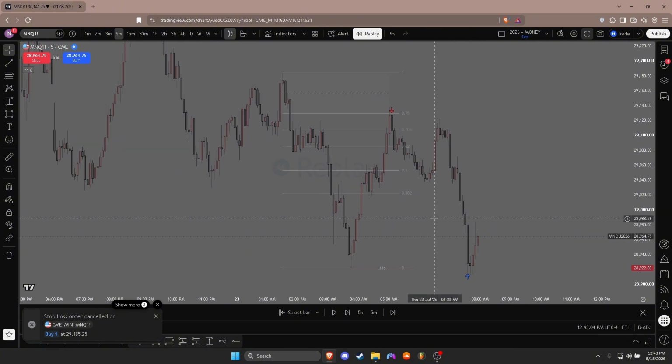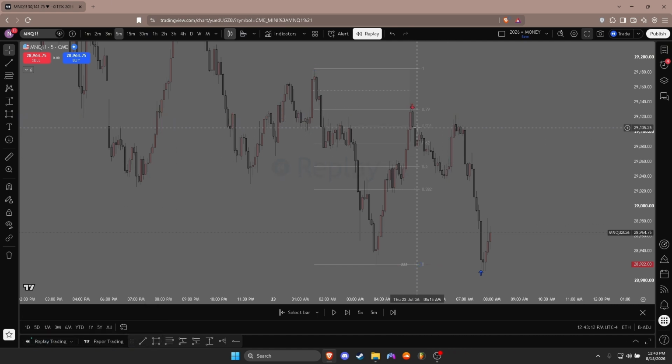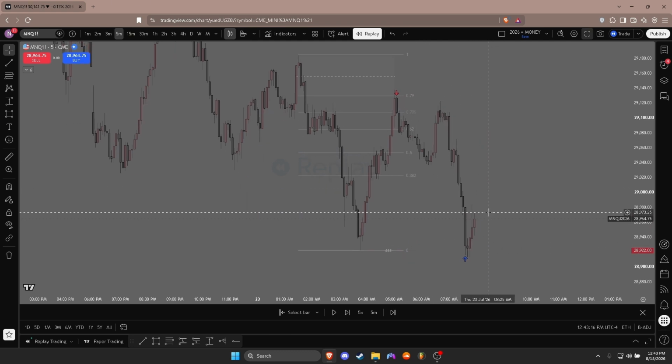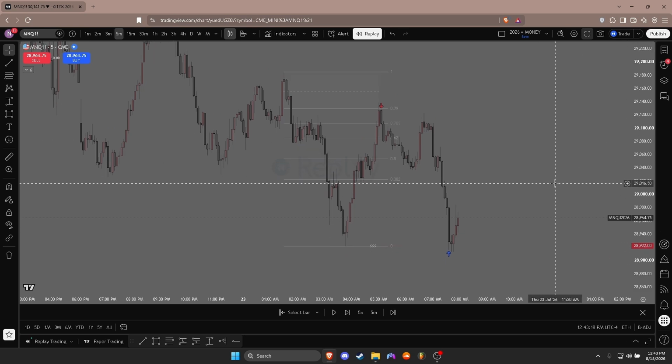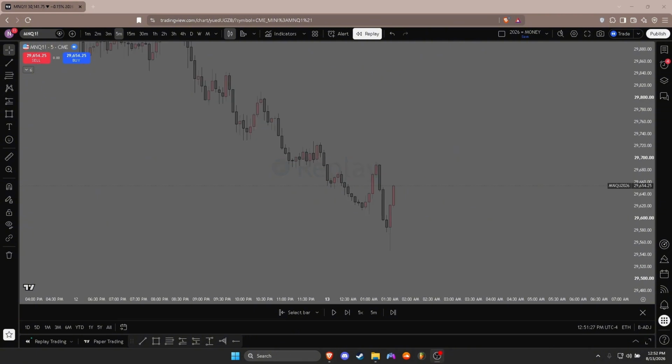You see how we started displacing the way we wanted to. It came back into our 0.705, price became aggressive, then it took the sell side out. So that is your bearish example. Now this will be the bullish example I'm showing.